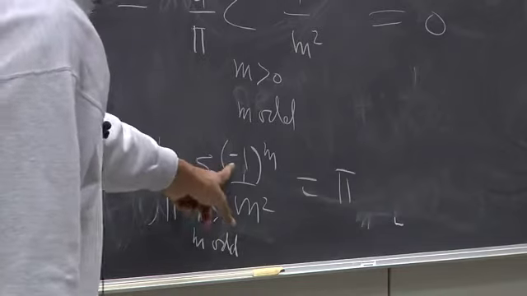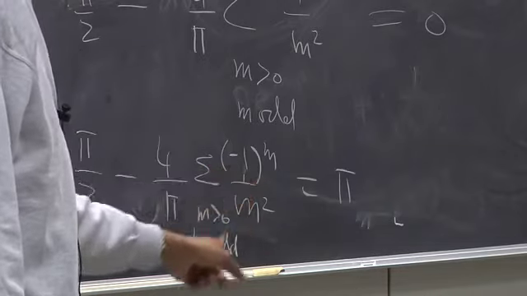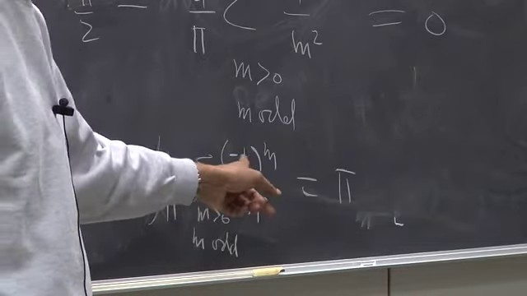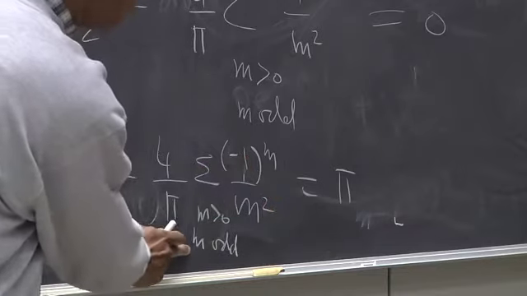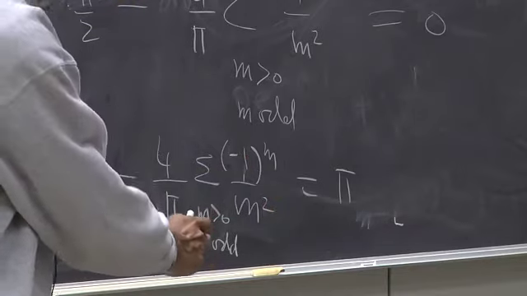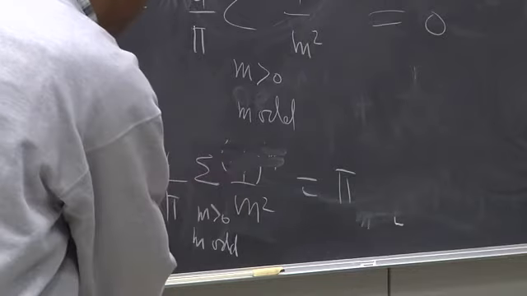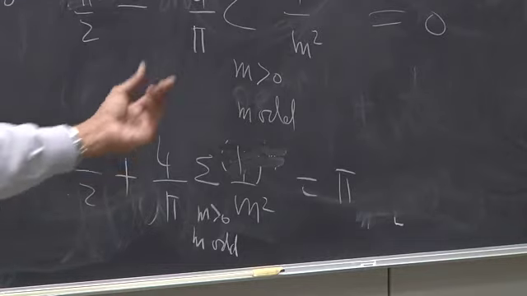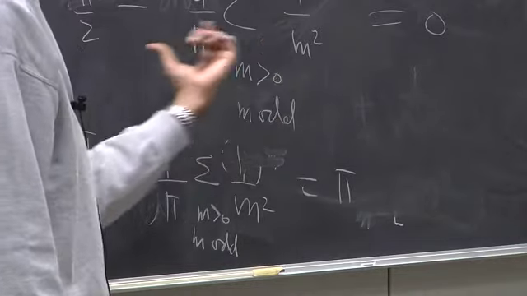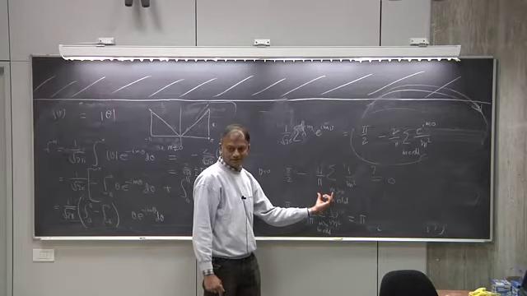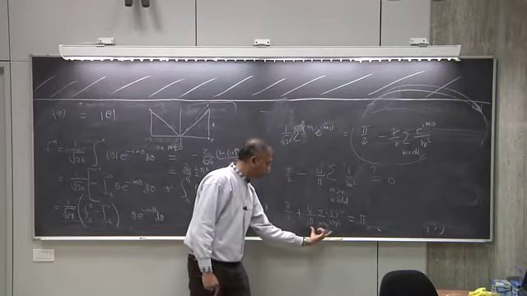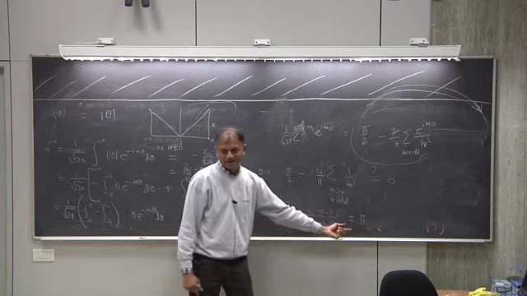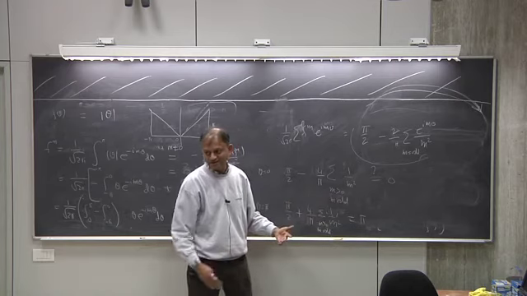Well, actually, m is odd, so minus 1 to the m is always minus 1, right? Anyway, the sum is over only m odd. So this is just a minus 1, so that makes it plus. Now, you see, these two are consistent. For this to be true, this must be equal to pi by 2, right? But then if you substitute that, pi by 2 plus pi by 2 is pi. So they are mutually consistent.